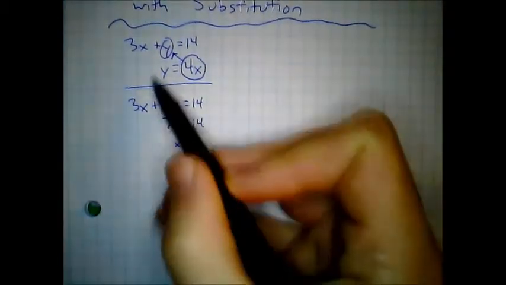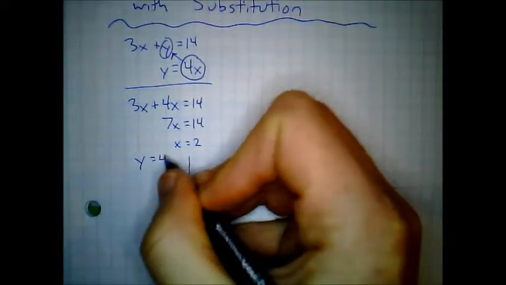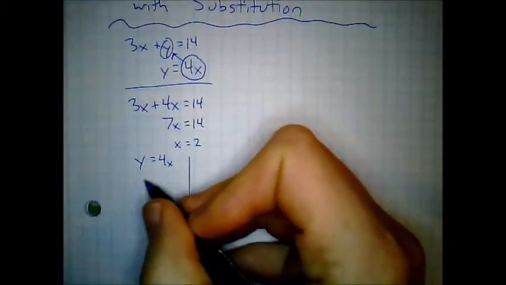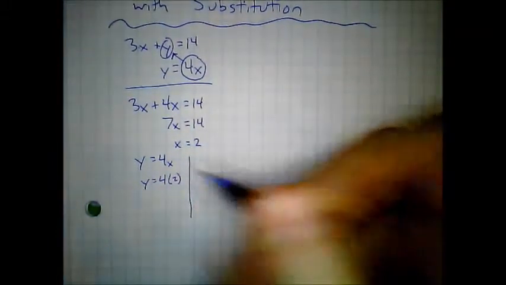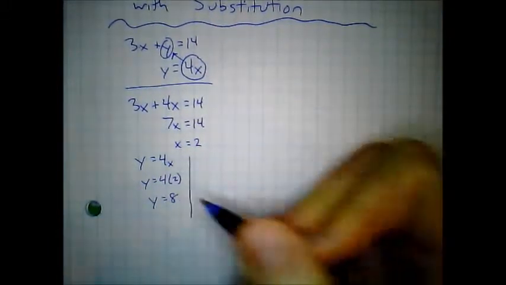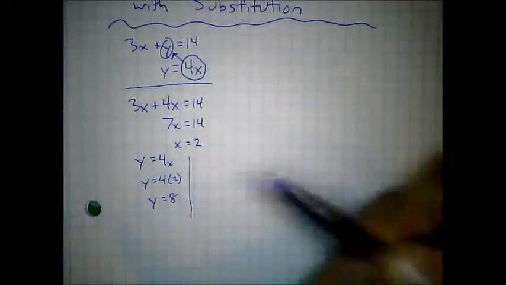We know x equals 2 and y still equals 4x. So y equals 4 times 2. So y equals 8. So in this second rule, figure 2 has 8 tiles.